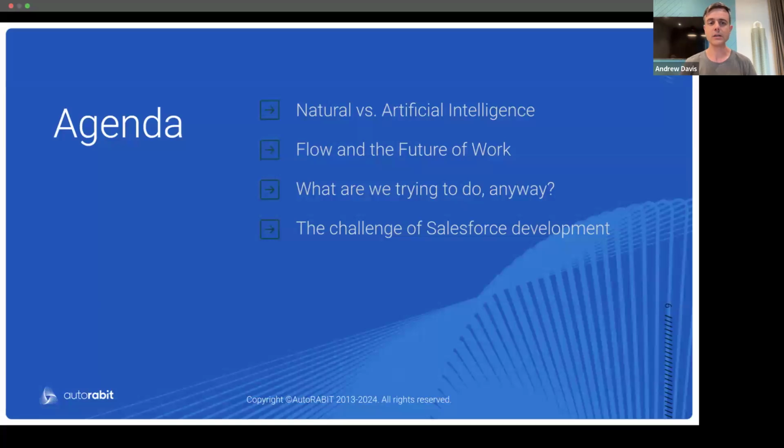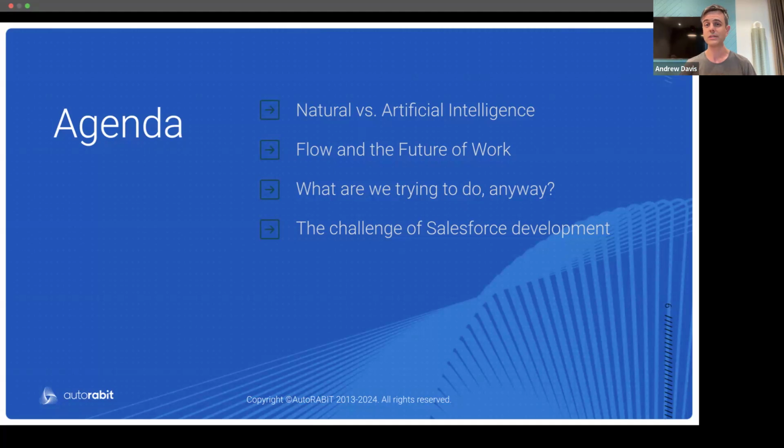So what I wanted to talk about today is this distinction between natural and artificial intelligence, and then taking us into this topic of flow and the future of work, and resetting a little bit on some of the underlying challenges we face building on the Salesforce platform, and just resetting on what is it that we're trying to do anyway. I'm projecting a little bit onto you as the reader that you're in some way involved in the Salesforce development lifecycle. Pretty safe bet for people coming to our webinar. And then go and look a little bit more at the challenge of Salesforce development in the context of flow.